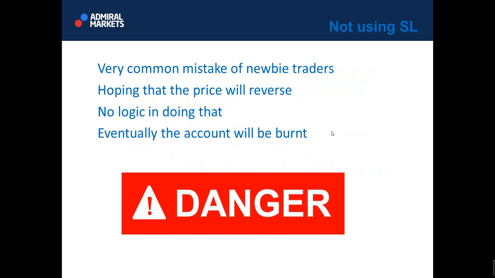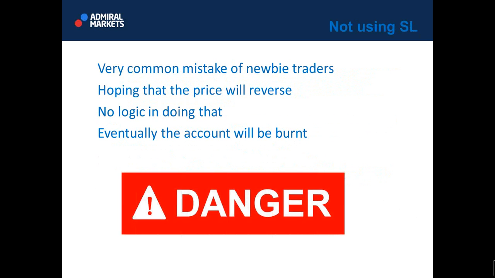Now, not using a stop loss. It's a very common mistake of newbie traders. I personally know a couple of ex-traders who lost their whole account, even $20,000, because they didn't use a stop loss. It's a mistake of a newbie trader. A seasoned and experienced trader will never tell you that you should ever trade without a stop loss.